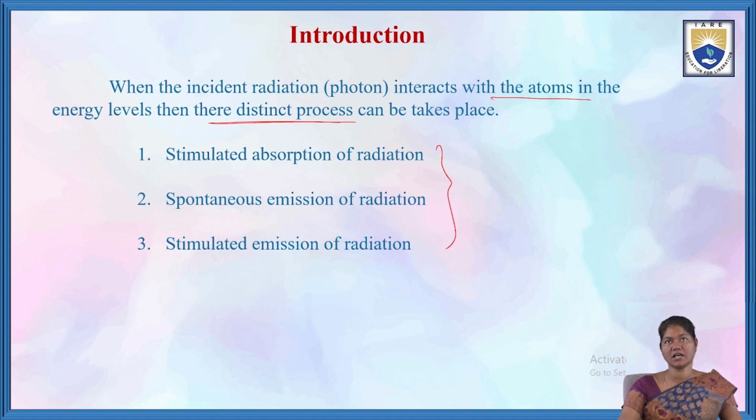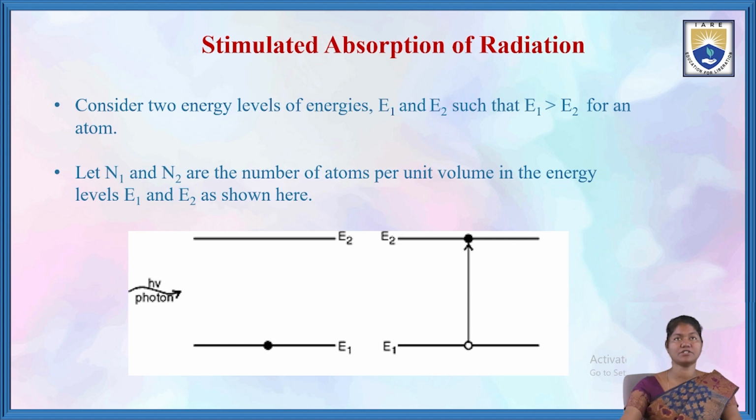Once it absorbs the radiation, it may be excited to a higher energy state. After going to the higher energy state, two processes take place. One is spontaneous, and another one is stimulated emission of radiation. Let's see these three processes in this session. So first of all, stimulated absorption of radiation.